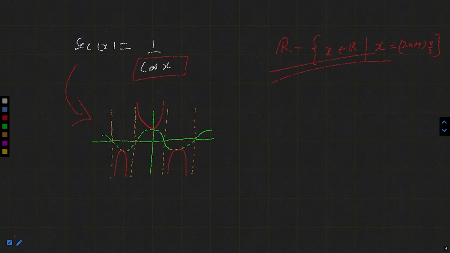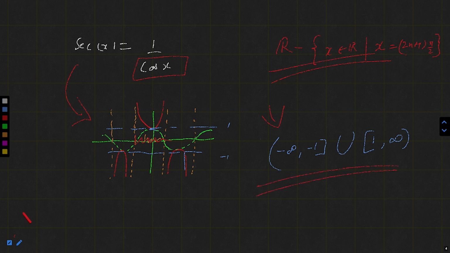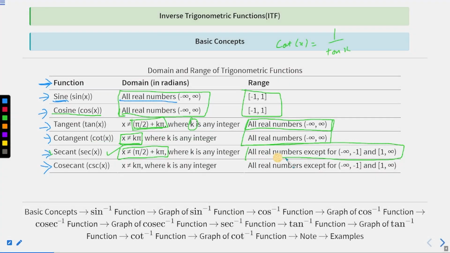As you can see, the range is from -1, the closed point here is 1 and here it is -1. So the range covers minus infinity to -1, union 1 to infinity. As you can see, no values between -1 and 1 are covered. That is why the range will be this set, as you can see over here.